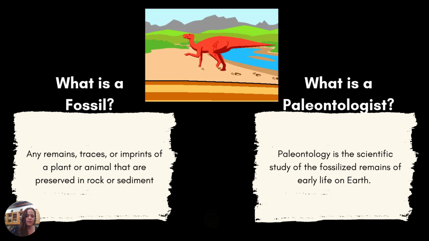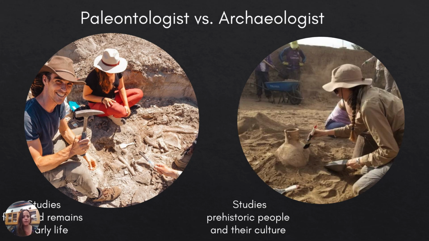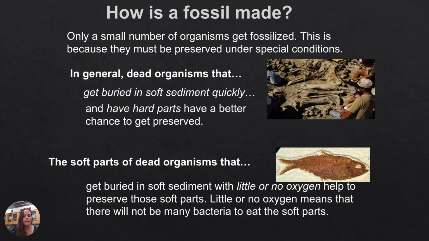Okay, so sometimes students get paleontologists and archaeologists mixed up. They are different. Paleontologists study fossilized remains of early life, whereas archaeologists study prehistoric people and their culture. So it's kind of like the difference between geology and geography, right? Geography does study the earth, but they're mostly studying people and where things are, whereas geology is studying the rocks and the earth's processes. Okay, so that's kind of the difference between paleontologists and archaeologists. Sometimes they work in tandem too. They work together on dig sites.